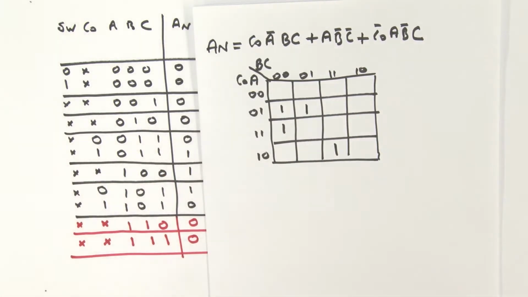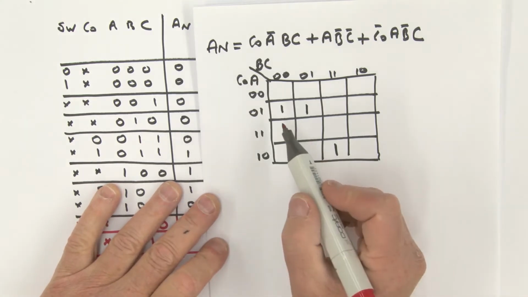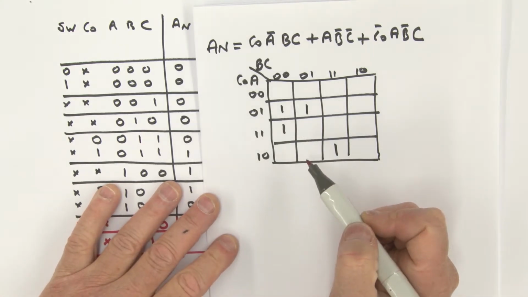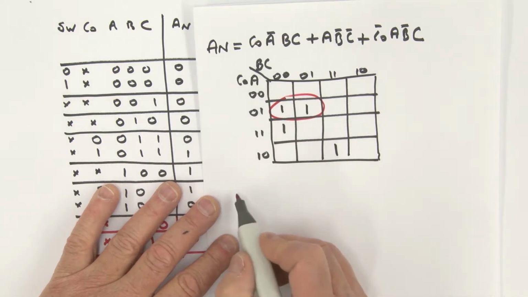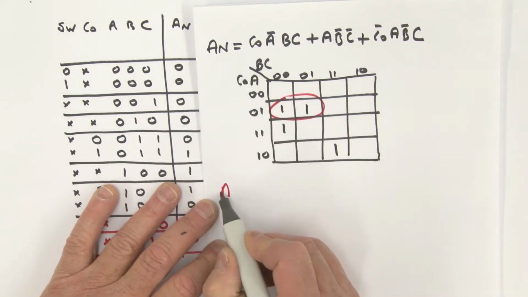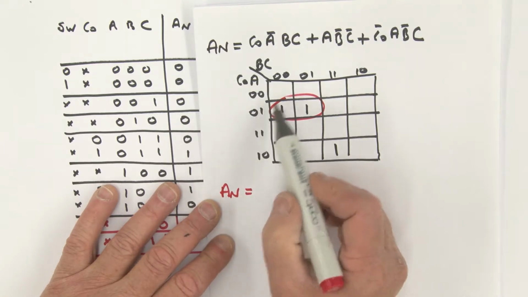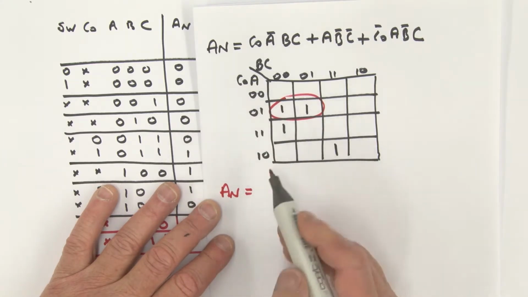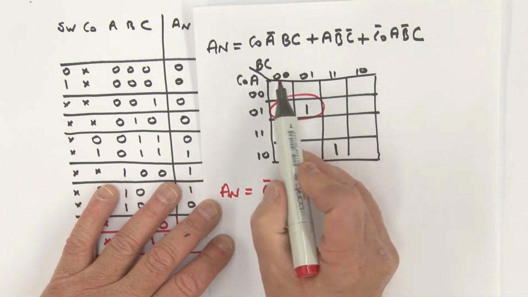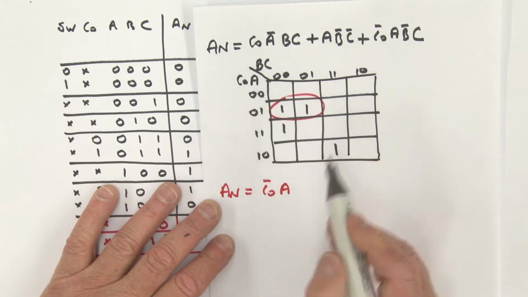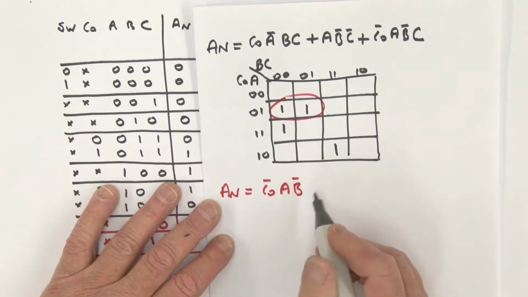All right, can we do much with that? Well, maybe not a lot, there's a little bit we can do. So let's have a look at this. What are my groupings? Well, I can group those two together, and I can write down my minimized expression then. AN is equal to, looking at these two together, we've got CO bar A, and what's common here is just B bar, isn't it? So we've got a B bar sitting there.